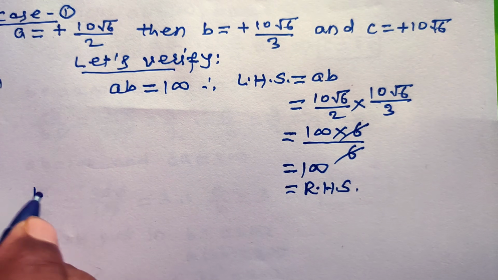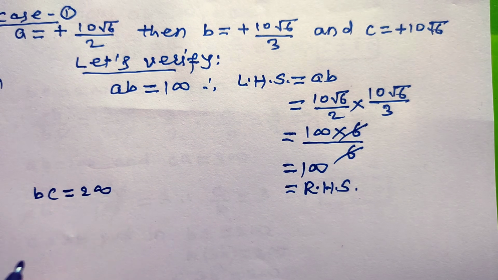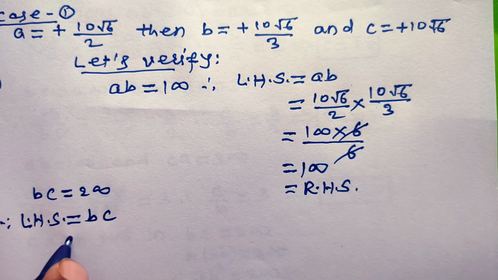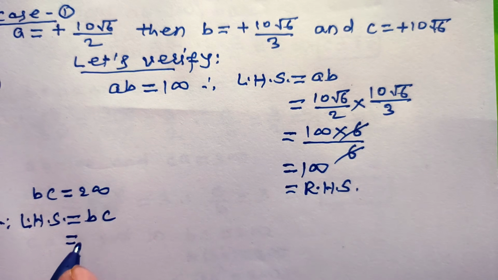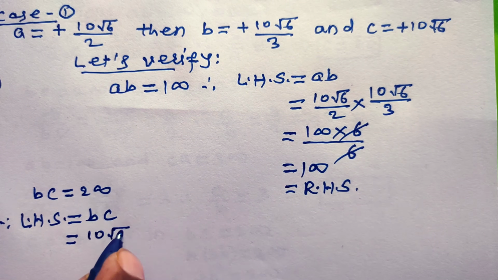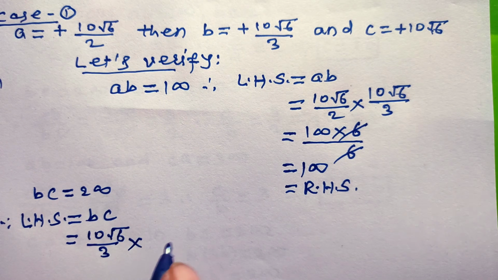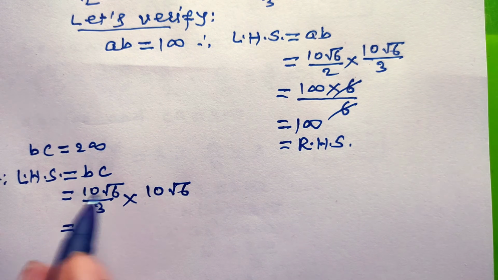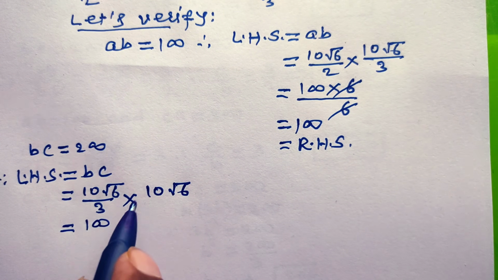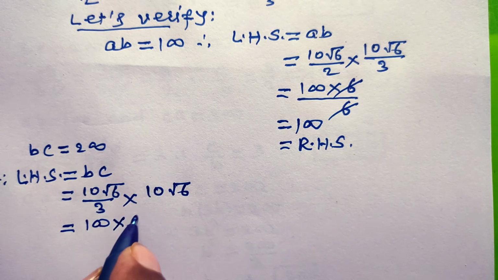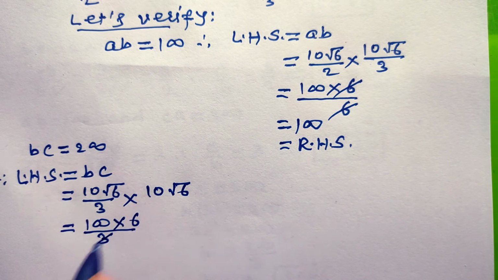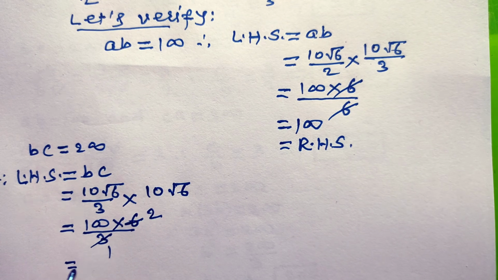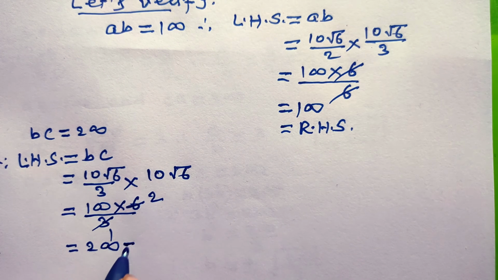Let us prove BC is equal to 200. Here LHS is BC and you know B is 10 root 6 divided by 3 into C is 10 root 6, which is equal to 10 into 10, 100, root 6 into root 6, 6 divided by 3, 3 twos are 6, 100 into 2, 200, and this is RHS.